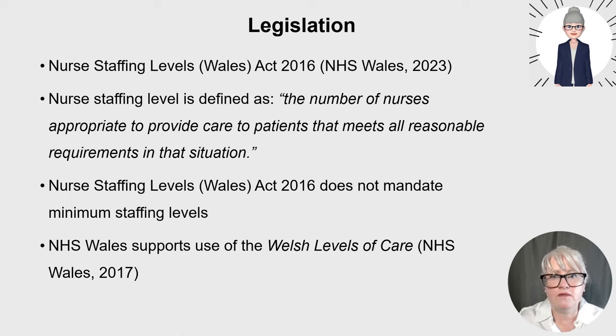And NHS employers in Wales must now calculate and maintain nurse staffing levels in specified settings. So the nurse staffing level is defined as the number of nurses appropriate to provide care to patients that meets all reasonable requirements in that situation. In April 2018, the Act came into force for adult acute medical and surgical wards, and from October 2021, it's also applied to paediatric inpatient wards. The plan is to extend to more settings such as mental health inpatient wards. This talk's being done in July 2023, and things will change all the time, so you must look on government websites for future legislation. The Nurse Staffing Levels Wales Act 2016 does not mandate minimum staffing levels as staffing ratios, though.